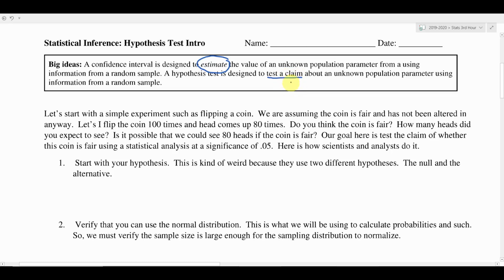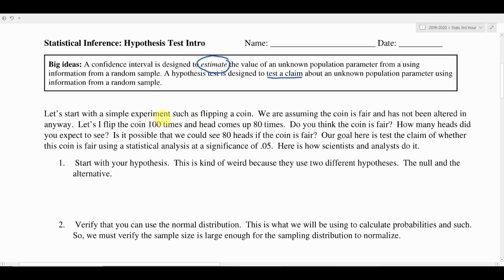We see a lot of claims out there, and we want to be able to test those claims. You might have a vitamin company that says if you take our vitamin, then you will grow 4 inches taller than you are now. So they make some kind of claim about their product. Or a car company that says our cars will last well beyond the warranty of 10 years, or something like that. They're making a claim, and we want to be able to test that claim using a statistical analysis.